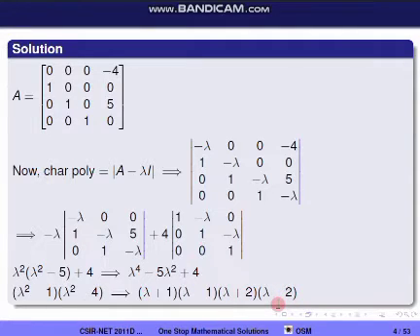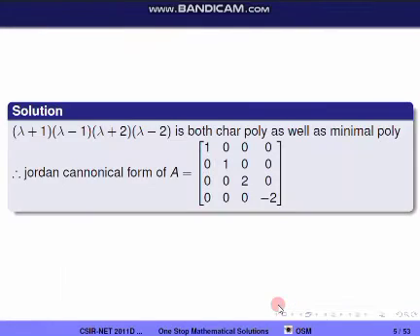So we know if lambda is an eigenvalue, then lambda should be a root of the minimal polynomial. Therefore, (lambda plus 1)(lambda minus 1)(lambda plus 2)(lambda minus 2) is both the characteristic polynomial as well as the minimal polynomial. So once we get the characteristic and minimal polynomial, we can form its Jordan canonical form. All the powers are 1, so all the eigenvalues have Jordan blocks of order 1. Every eigenvalue has an order 1 block.